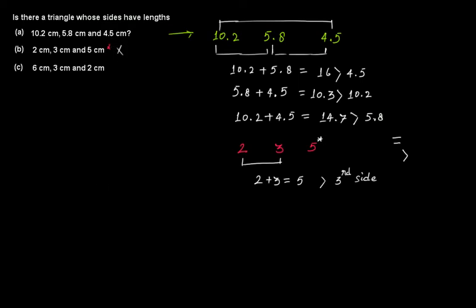Let's take this one. You have 6, you have 3, you have 2. Add 6 plus 3, you get 9. 9 is greater than 2, it holds true. 3 plus 2, you'll get 5. 5 is less than 6. It is not greater than 6, so here we failed. So no, we cannot form such a triangle.